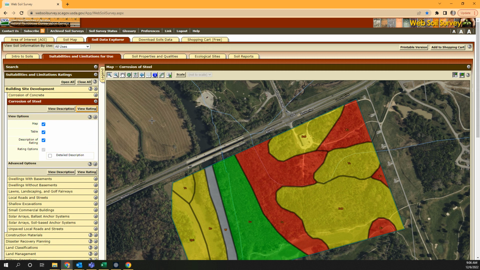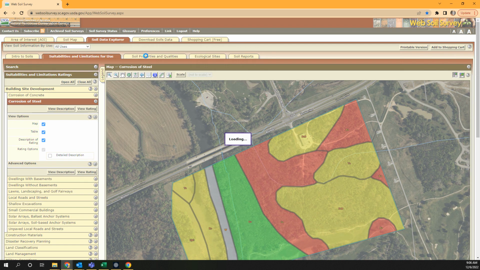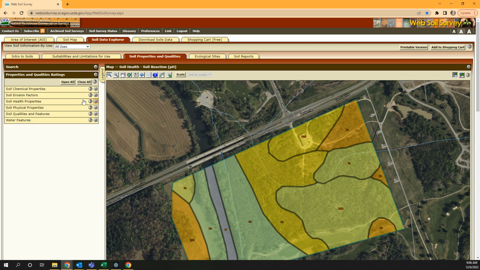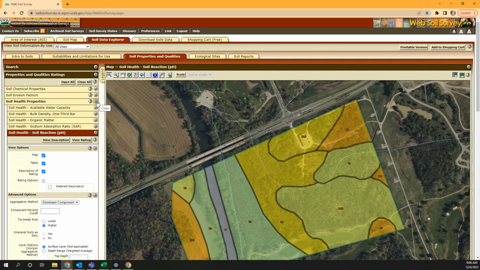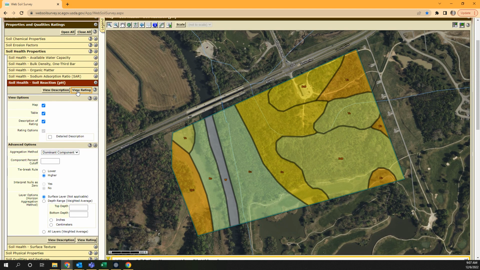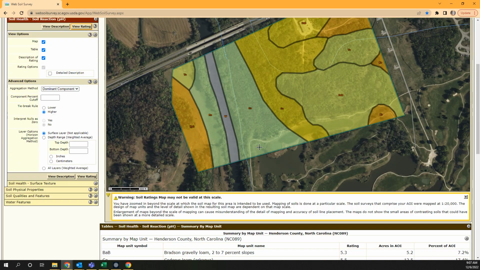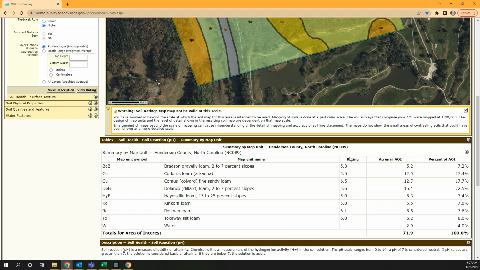Now, the other thing that we've talked about with both of these that is related is pH. And again, we're looking at soil reaction and pH. We could go over here. This is a soil property and quality. So we're going to click up here on the tab for soil properties and qualities, and then we're going to go down to soil health properties, which is a drop down. We drop down soil health properties and go down to soil health, soil reaction, and pH. If we look at our rating here, this is going to be a rating based off of our pH scale. So the rating is going to be the pH that is expected for this soil type.